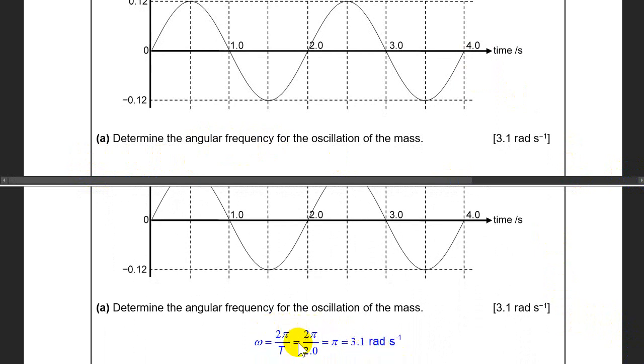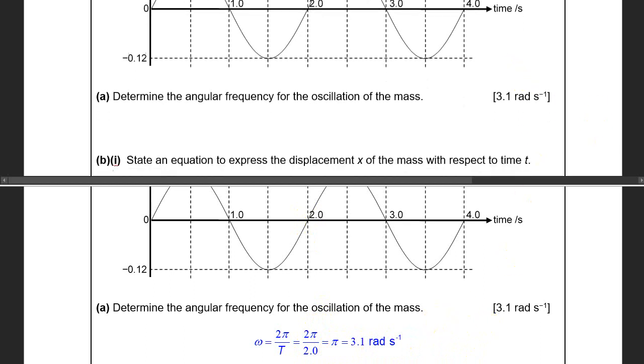So there we have 2 pi over period, and period is 2 seconds. So it is equal to pi, but we don't give our answer in terms of pi, we give our answer to 2 or 3 SF. So work it out. It's 3.1 radian per second.